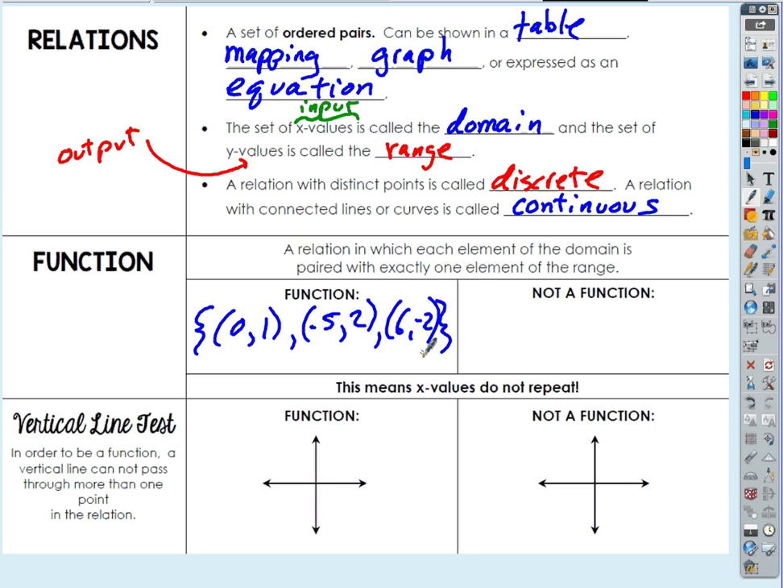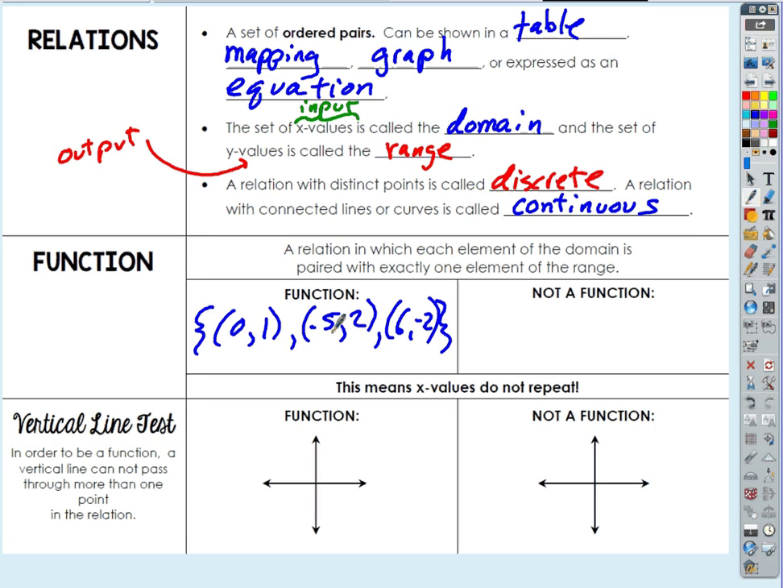Is that a function? Yes, it is, because each element of the domain, each input, and I've got 3 separate inputs, has exactly one output.